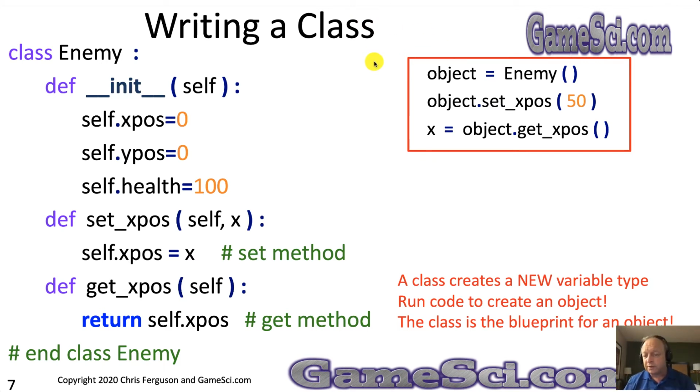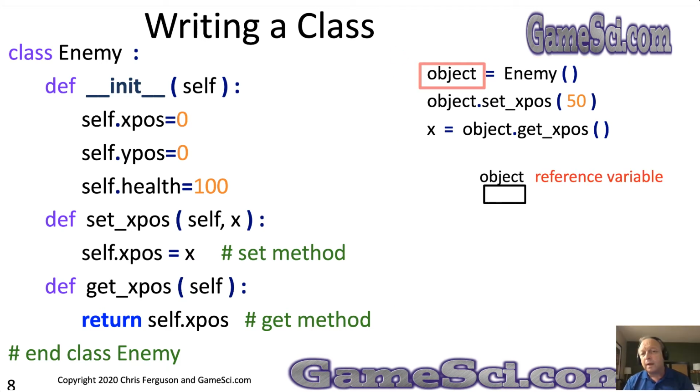Let's trace this code and see what happens. We'll build an object, and then we'll use the object to manipulate the data stored in the object.